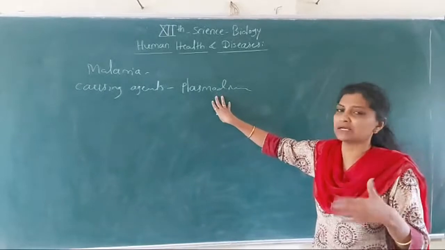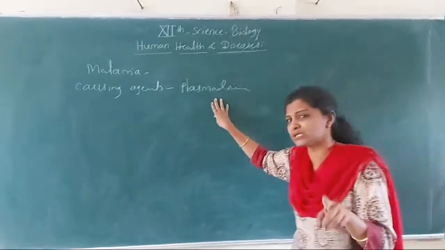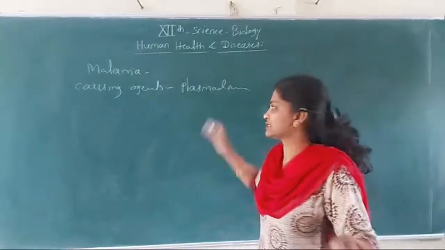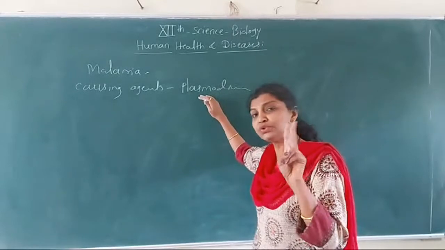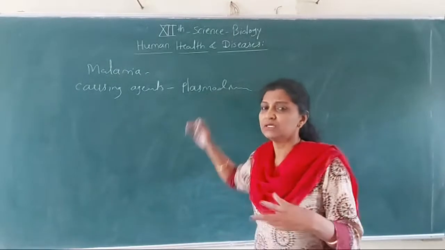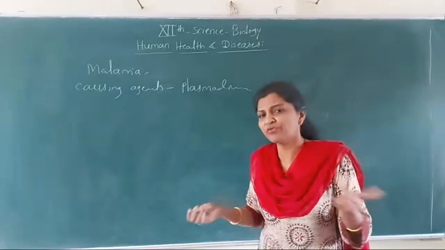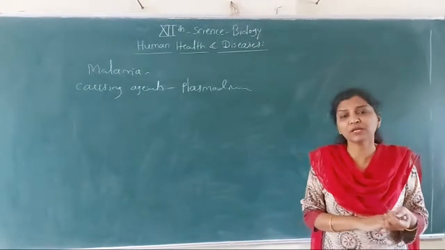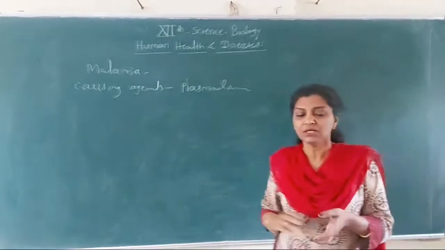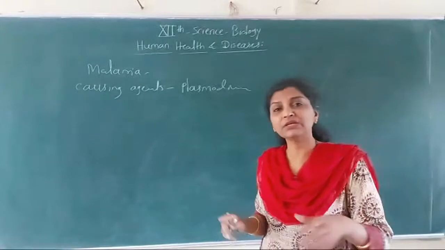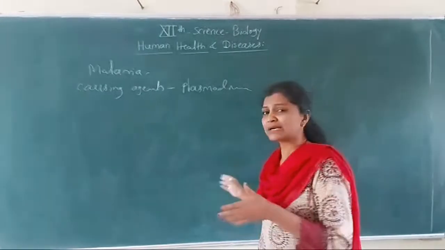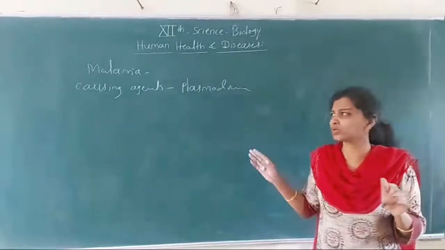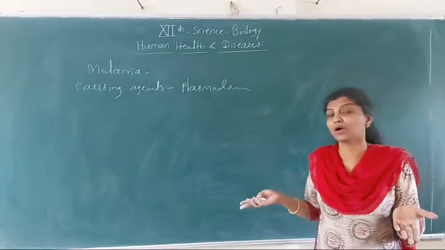Plasmodium मुळे होणारा हा आजार आहे. कोण आहेत Plasmodium? These are the protists, protozoans, unicellular organisms. This Plasmodium requires two hosts to complete its life cycle. The first is human. Obviously आपले आजार आहेत हे human diseases. So first host is human and second host is the female anopheles mosquito, which belongs to Anopheles.